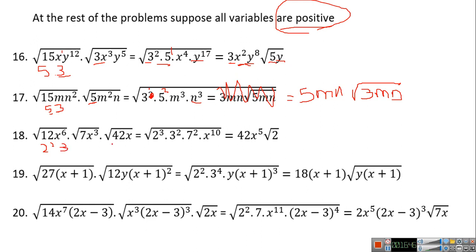42 is 7 times 2 times 3. So how many 2 do I have? 3. How many 3 do I have? 2. How many 7 do I have? A 7 here and a 7 here.